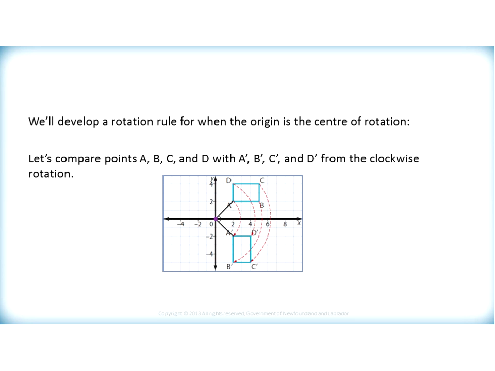Okay, so that's the first method, using a protractor and a compass. What we're going to do now is develop the second method by investigating what exactly we have created in our new images. So we're going to compare the points A, B, C, and D, which is our original object, with our image points, which are A prime, B prime, C prime, and D prime, first from the clockwise rotation.